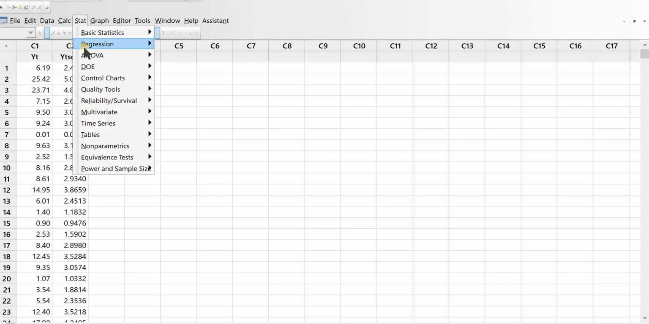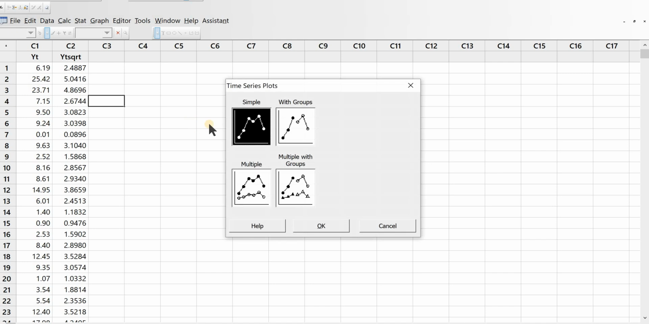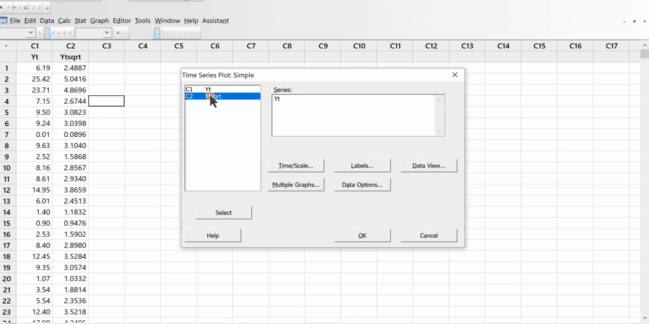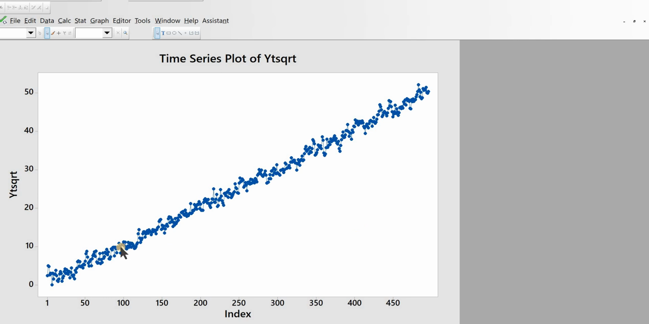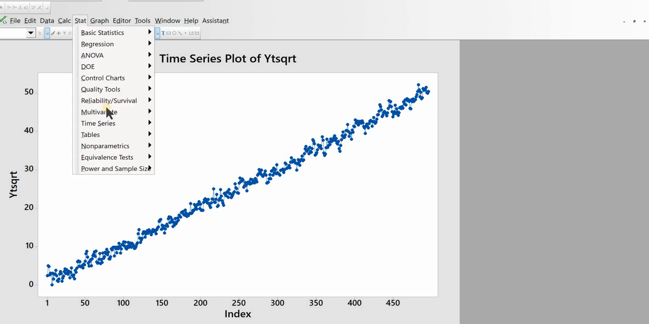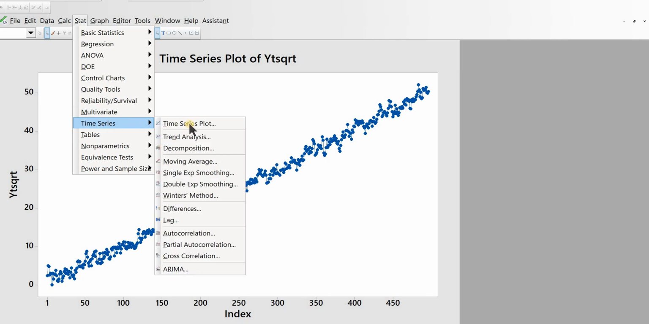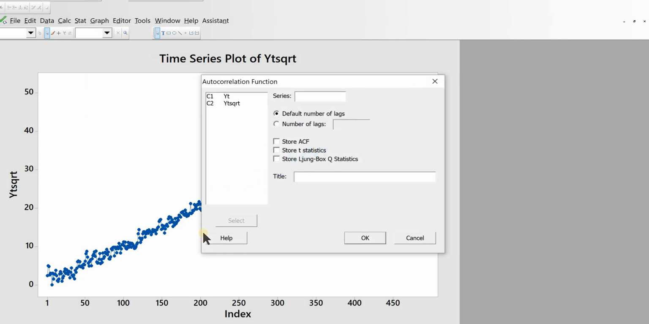So let's check back the time series plot, what happened to the data. This is the data after square root transformation. We can see that previously the data is not constant in terms of variance, so now we can see that it is constant. There is no more increasing variance according to time, but the trend is still existing, means that the mean is still not stationary. Let's check the stationarity of the mean by using the ACF plot.